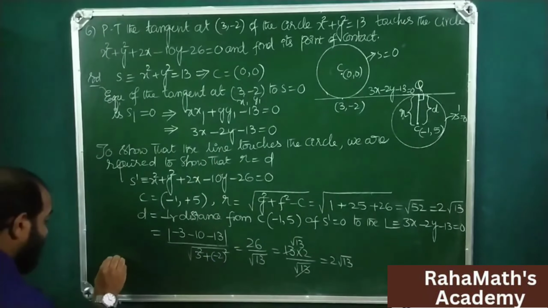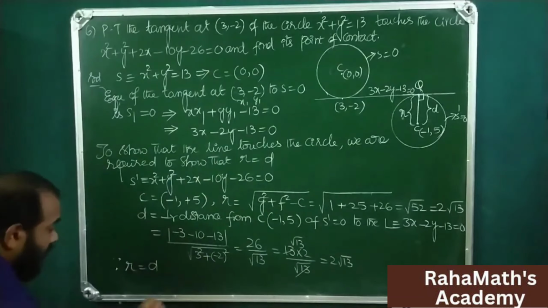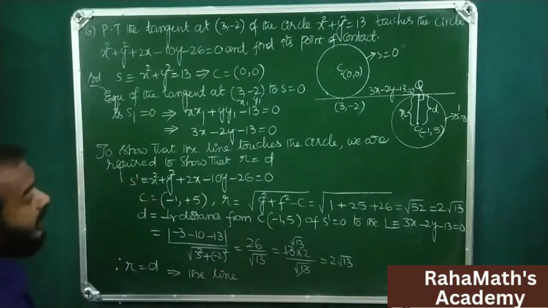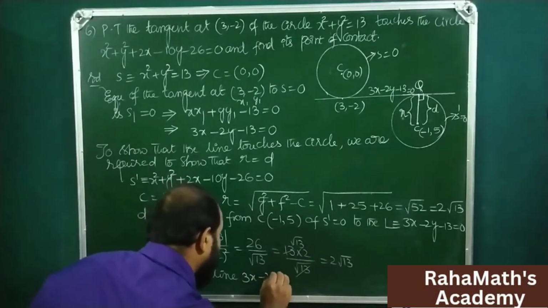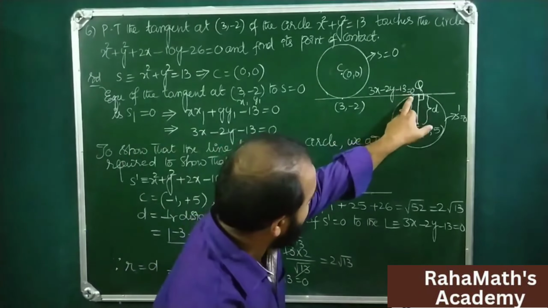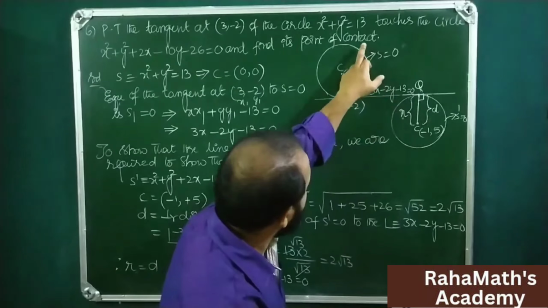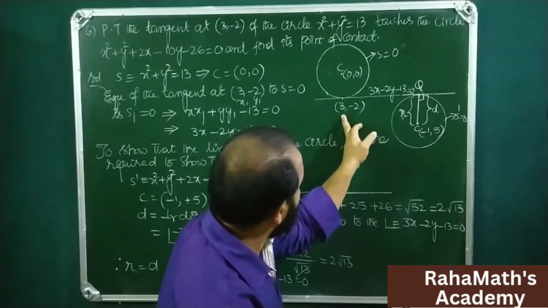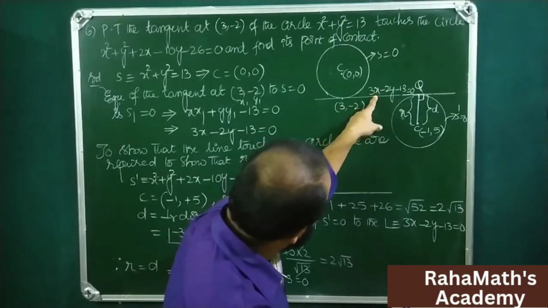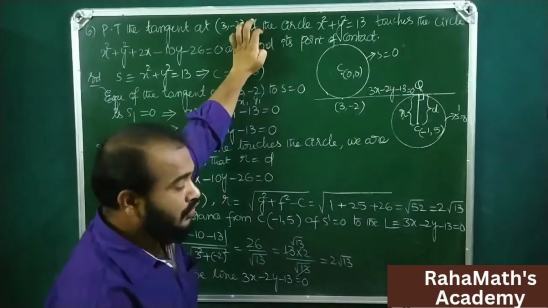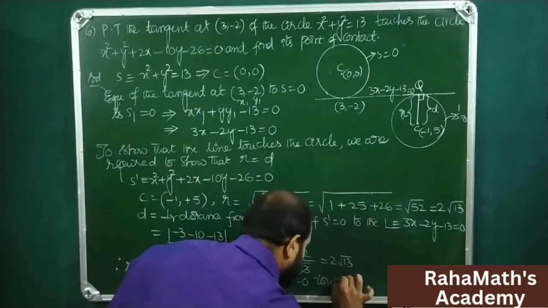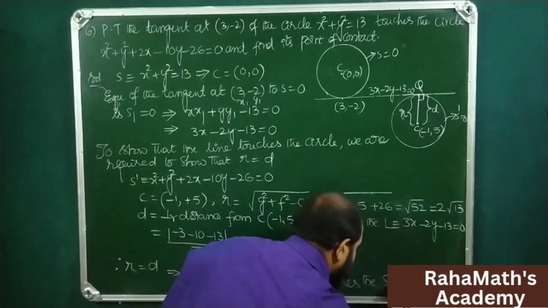Therefore, since r equals d, the line 3x - 2y - 13 = 0 is the tangent to the circle. This is the equation of the tangent. So this tangent is also a line, and this line touches this circle. That is what we needed to show: the line 3x - 2y - 13 = 0 touches S' = 0.